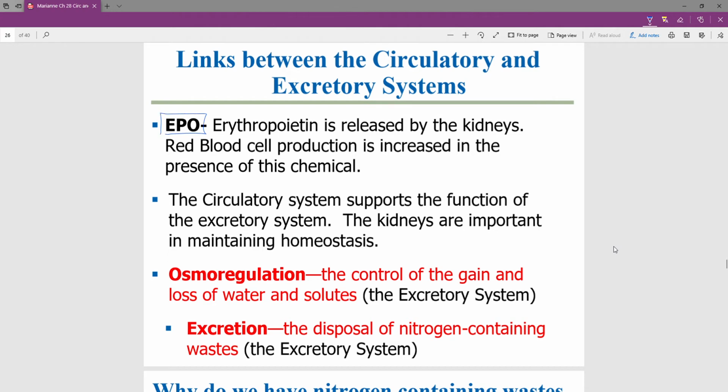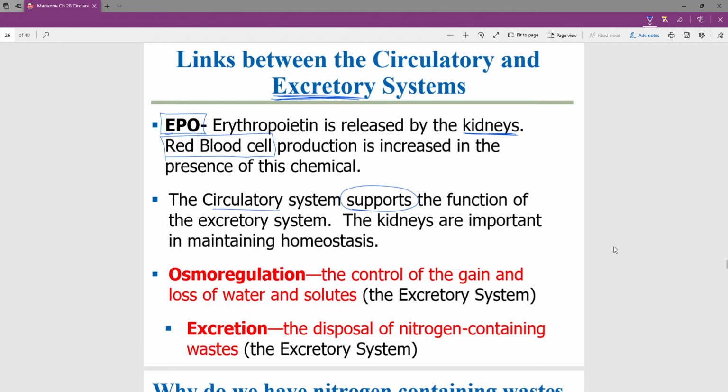I talked about it before, again giving some airplay to the endocrine system. It's a hormone released by the kidneys, and kidneys are part of our excretory system. The connection here is that the hormone released by the kidneys regulates the amount of red blood cells in our body. The other thing, like I'd said, is that the circulatory system supports the function of the excretory system, and the kidneys are maybe the most important organs you have for maintaining homeostasis.